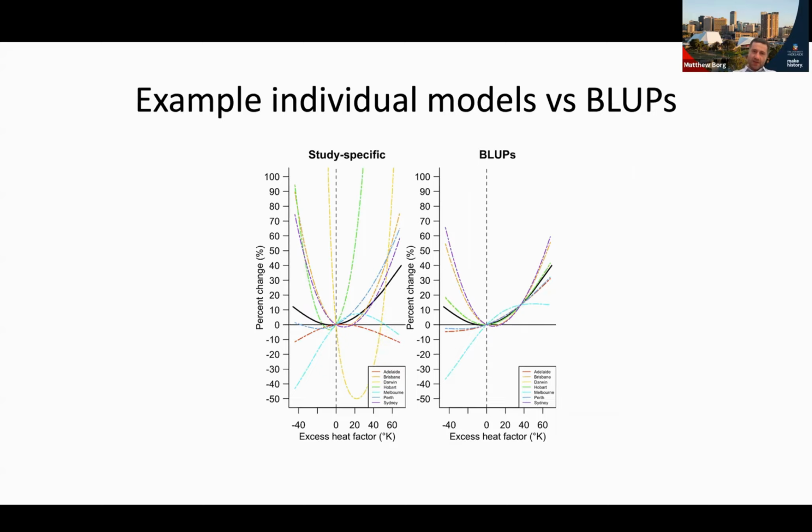So there are two graphs here. The first one is just study-specific estimates for Australian capital cities, including Canberra, and the one on the right is the best linear unbiased predictors. The study-specific ones have quite a lot of variation. When you use the BLUPs, one effect is that it tends to pull them more towards the overall effect estimate. In this case, the pooled effect is this black curved line.